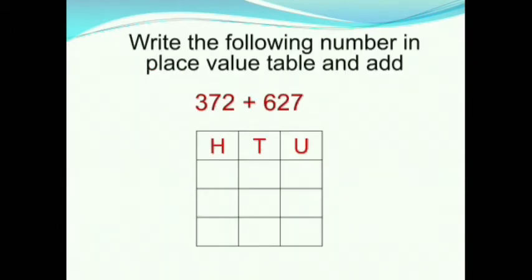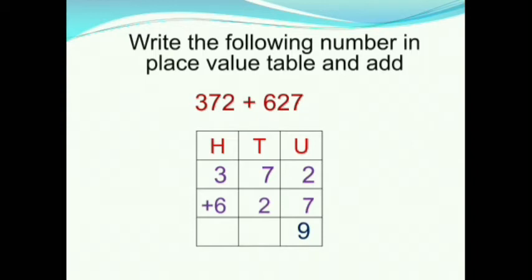Children, in the next question we should add 372 and 627. First write the numbers in the vertical column according to the place of digits. First we should add the digits in the units place. Which digits are there in the units place? The digits in the units place are 2 and 7. 2 plus 7 is equal to 9. Write 9 in units place.